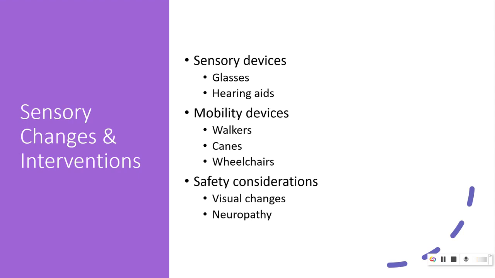Mobility devices. Do they need a walker? Do they need a cane? Do they need a wheelchair? So watching any changes in their mobility. And then the visual changes. There are visual changes that can occur as the person has the disease progresses.